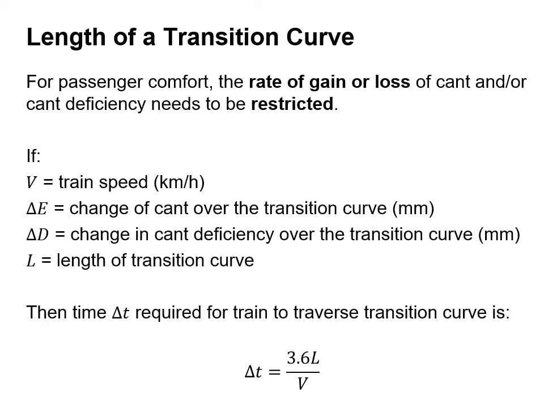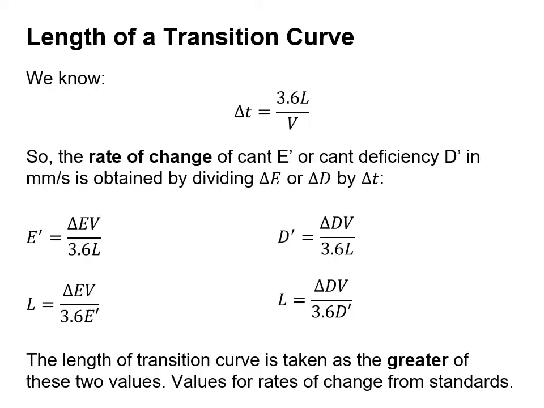So for passenger comfort, the rate of gain or loss of Cant under Cant deficiency needs to be restricted. So we can calculate the time required for a train to traverse a transition curve. So now to calculate the change in time, and the rate of change of Cant or Cant deficiency is obtained by dividing the change in Cant or Cant deficiency by the change in time. The length of a transition curve is taken as the greater of these two values.